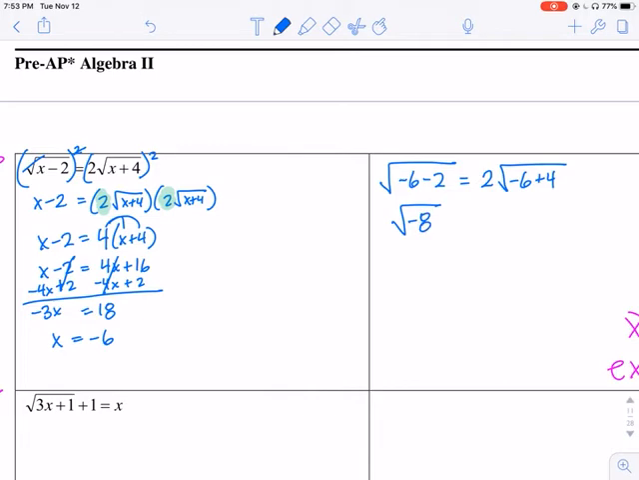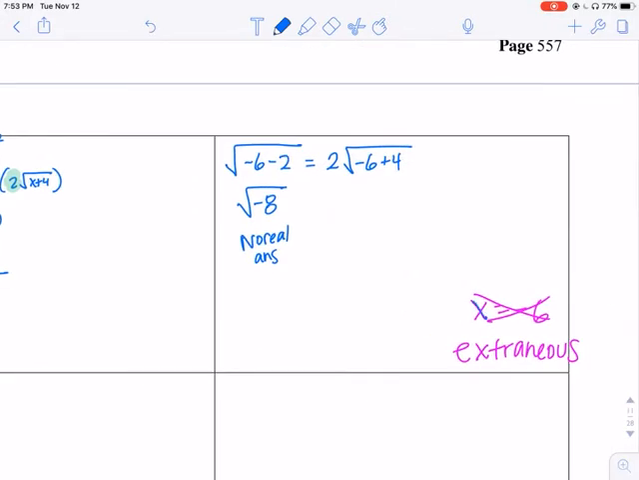And there's no real solutions when you have the square root of a negative number. So at this point, I know that there's no real solution here, which means that x equals negative 6 is not a solution. Which means that it is extraneous. So we would say no real solution here.